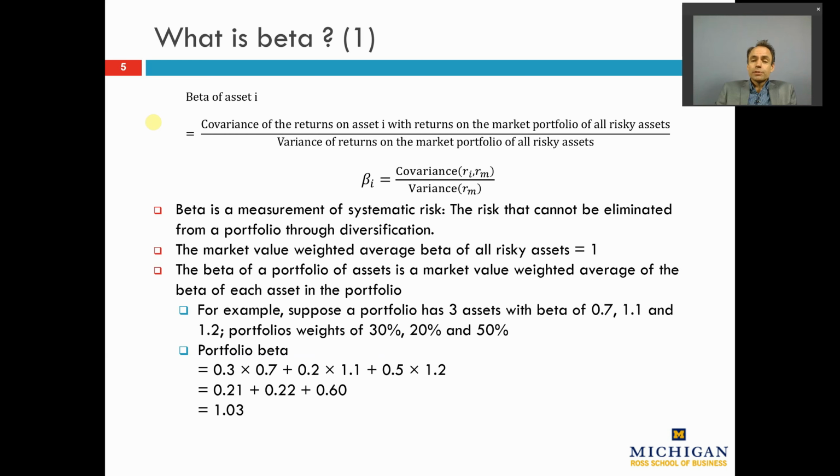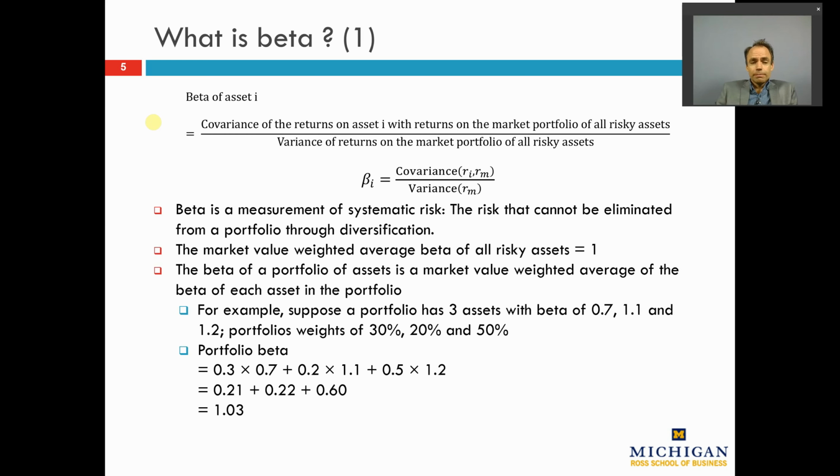Beta is our measurement of systematic risk. This is risk that can't be eliminated from a portfolio through diversification. That doesn't mean I can't hold a low beta portfolio. It doesn't mean that my portfolio couldn't have zero beta. I can achieve a zero beta portfolio by having a portfolio comprised of low beta investments. But systematic risk means that I can't get that low risk just by holding more and more assets.